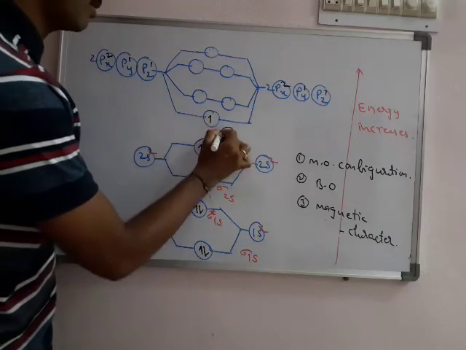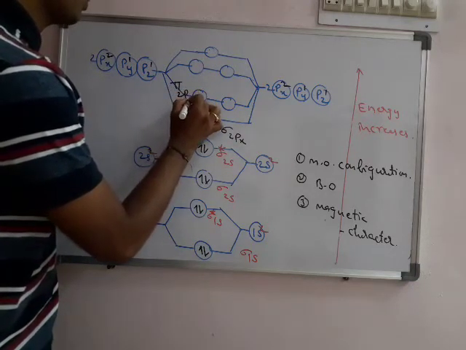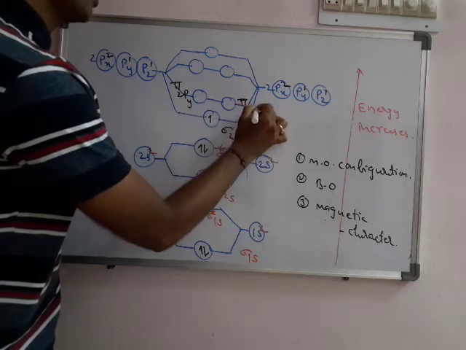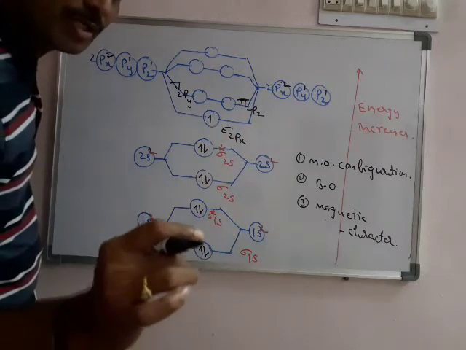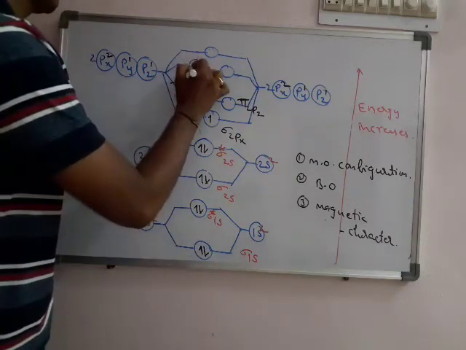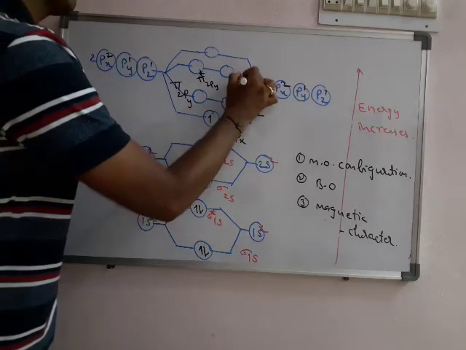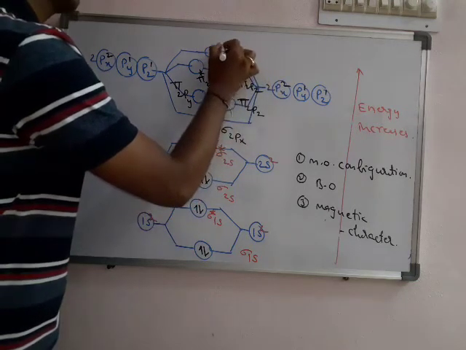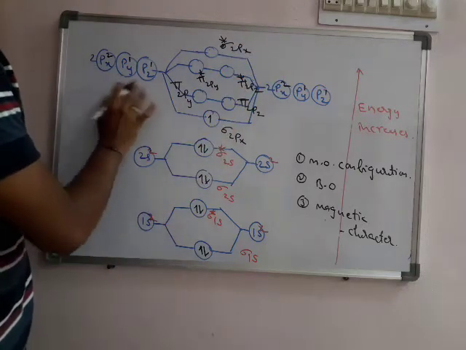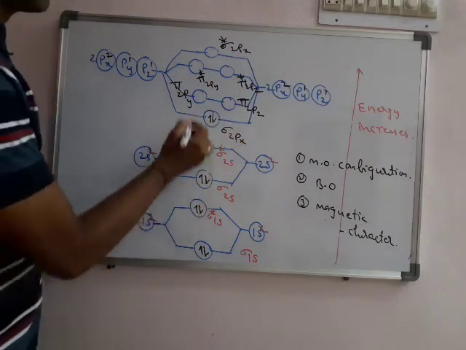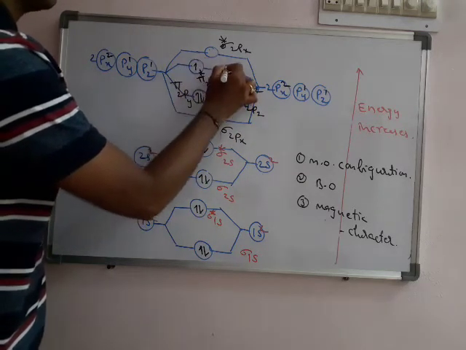So what are the names of these? The sigma 2px, pi 2py, pi 2pz. They have the same energy. That's why in the configuration we maintain the equal symbol. So this is called pi star 2py. This is pi star 2pz. This is sigma star 2px. Now fill the 4 plus 4, 8 electrons. 1, 2, next 3, so 4, so 5, 6, 7, 8.